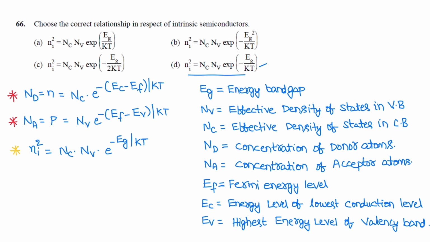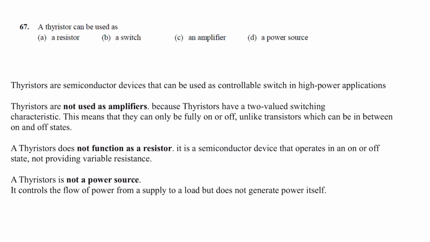Next question. A thyristor can be used as a: option A, resistor; option B, switch; option C, amplifier; option D, power source. Thyristors are semiconductor devices that can be used as controllable switches in high power applications. A thyristor cannot be used as an amplifier because thyristors have two-valued switching characteristics.